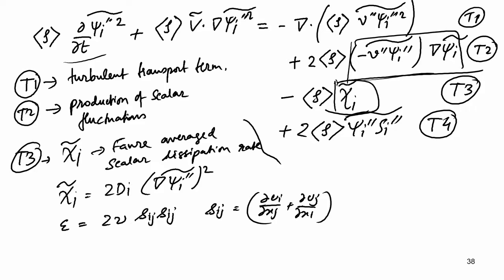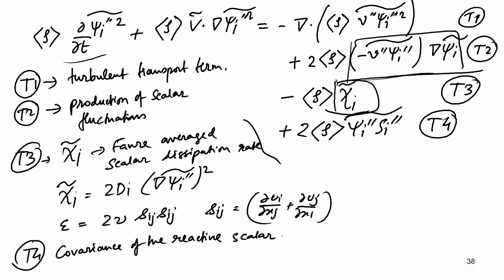So you see the analogies come out, and then T4 is essentially the covariance of the reactive scalar with the chemical source term. Okay, so that is what T4 is.